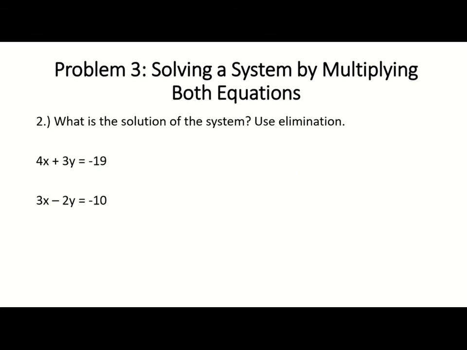Our next problem is number 2 from problem 3. We want to solve the system. 4x plus 3y equals negative 19, and 3x minus 2y equals negative 10.